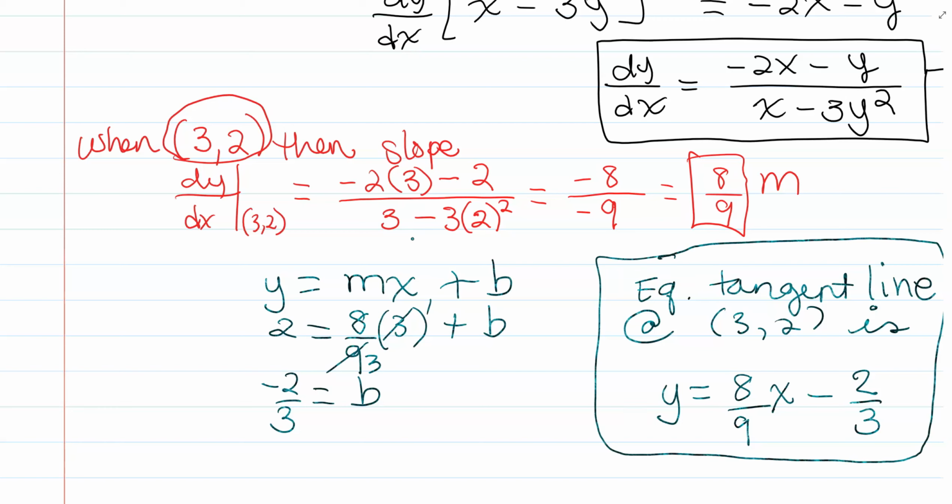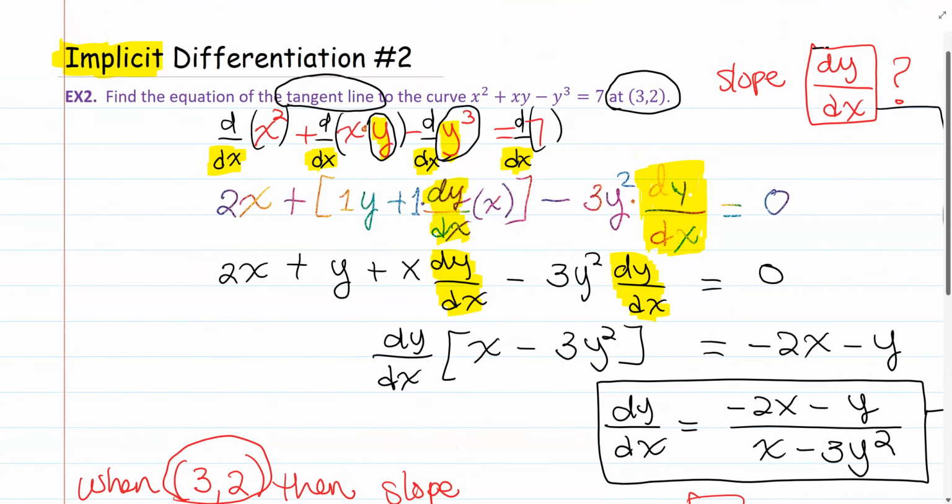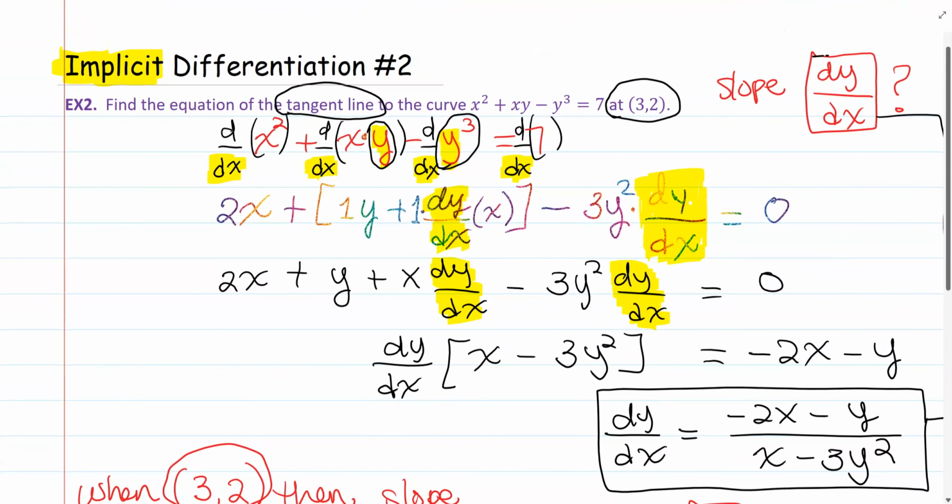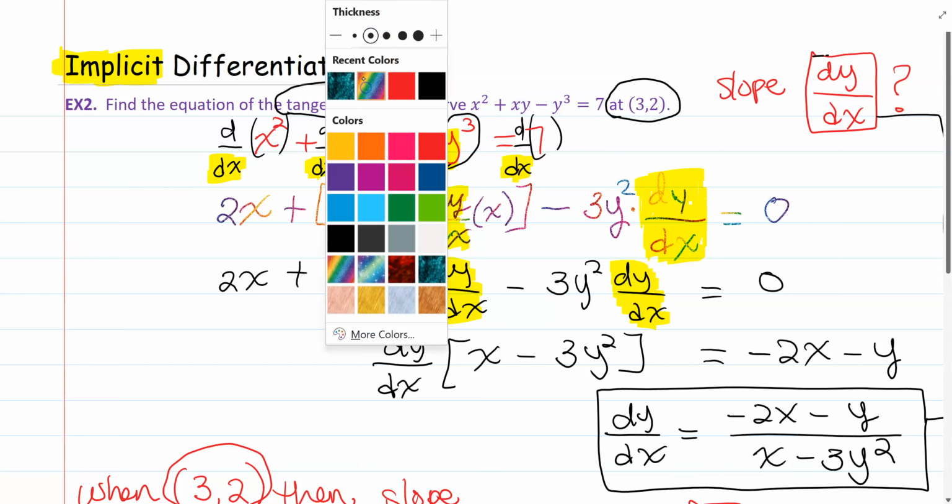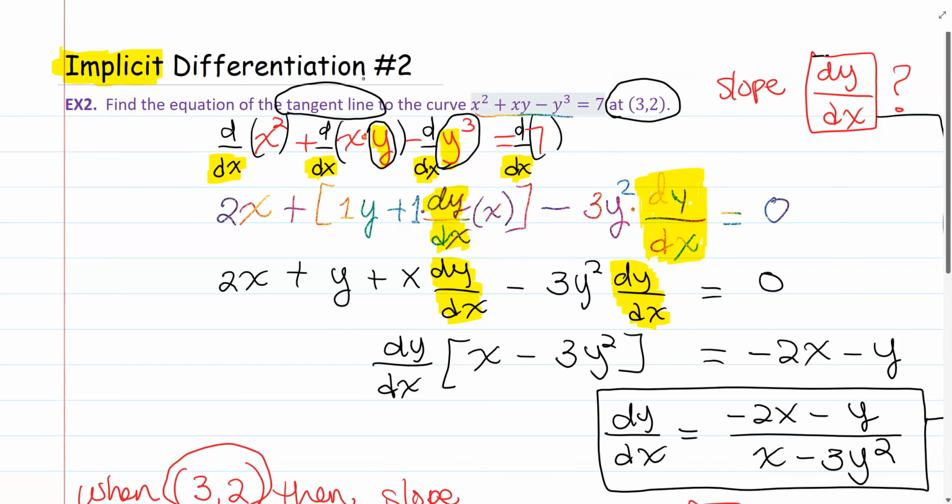Okay, but how did we get there? We got there by taking the derivative, and we took the derivative implicitly. And why do we need to take the derivative implicitly? Because the equation that we were looking at is in implicit form, meaning we couldn't solve for y to be by itself.